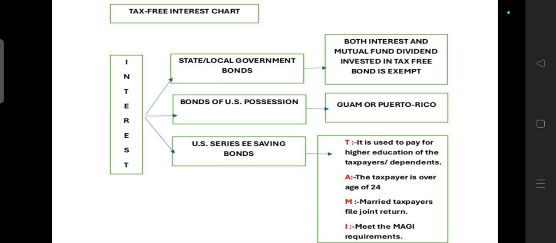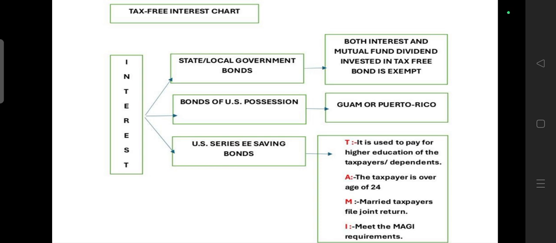explanation. Interest free, tax free bonds, state local government bonds, mutual fund dividend. If I earn mutual fund dividend, it is taxable. However, if I am reinvesting that dividend in local government bonds, I earned a decent dividend in mutual fund, I'm reinvesting in local state government bonds, then it is exempted. Bonds of these territories, union territories, those islands, their obligation and possession, that is exempted.